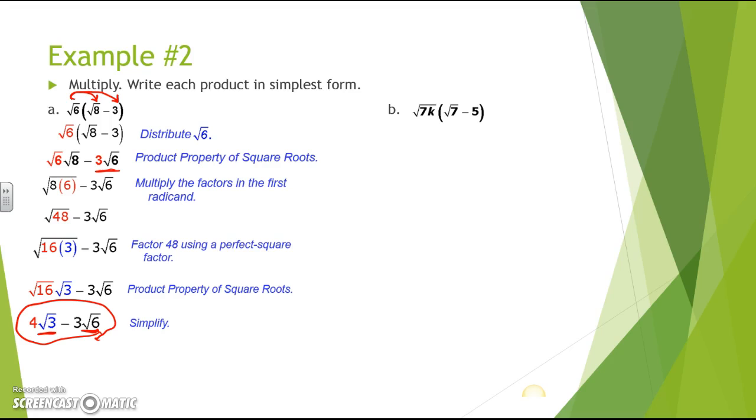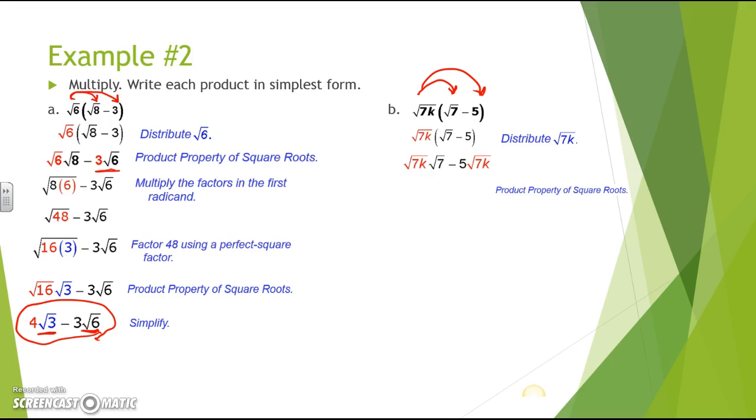Looking at B, we have the square root of 7k times the square root of 7 minus 5. So here we're going to distribute the square root of 7k to each term inside the parentheses. So what we do is the square root of 7k times the square root of 7 to get the square root of 7k times 7, minus, then we distribute the square root of 7k times negative 5. So minus 5 times the square root of 7k.